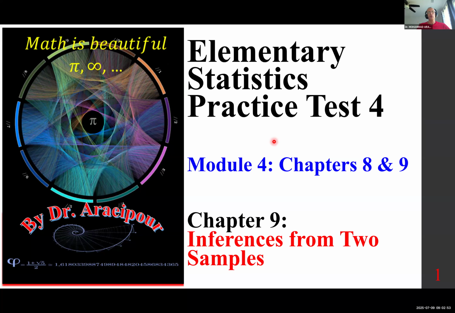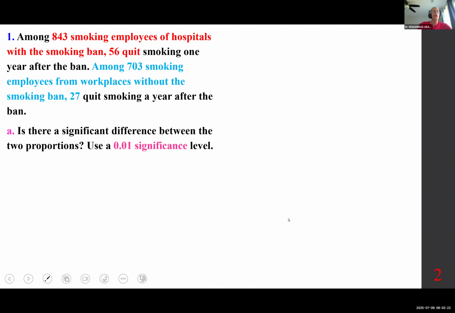Good morning, class. We are looking at practice test number 4, module 4, chapters 8 and 9. And here's chapter 9, inferences from two samples. So in short, what did we do in chapter 8? We did the test of hypothesis for one sample. Now we do the same thing. In this case, we are dealing with two samples.